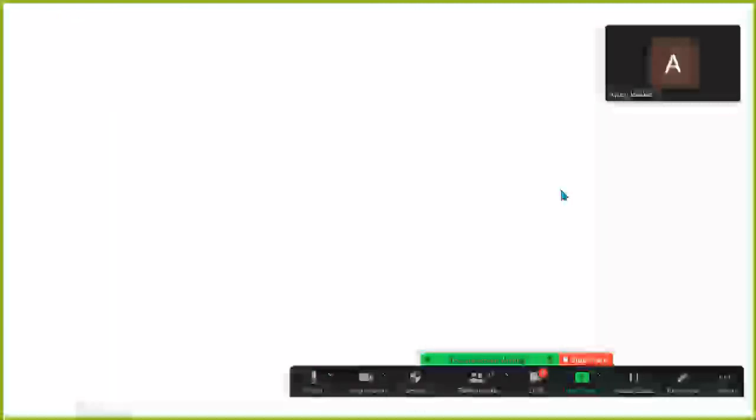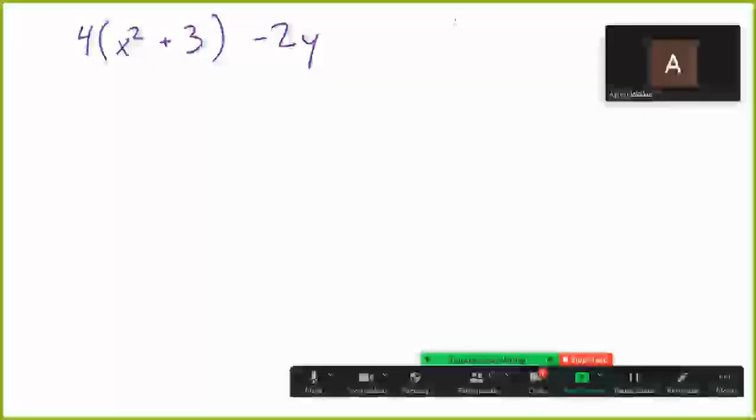Okay, so here's the expression that they gave you: 4 times x to the second power plus 3, and that's all in parentheses, minus 2 times y. And then kind of to the side, they tell you x is equal to -6, y is equal to -1/2. So our job is to simplify all this down to a whole number answer, or maybe it's a fraction. Hopefully it's a whole number. But before we can do that, we've got to plug in our x and our y.